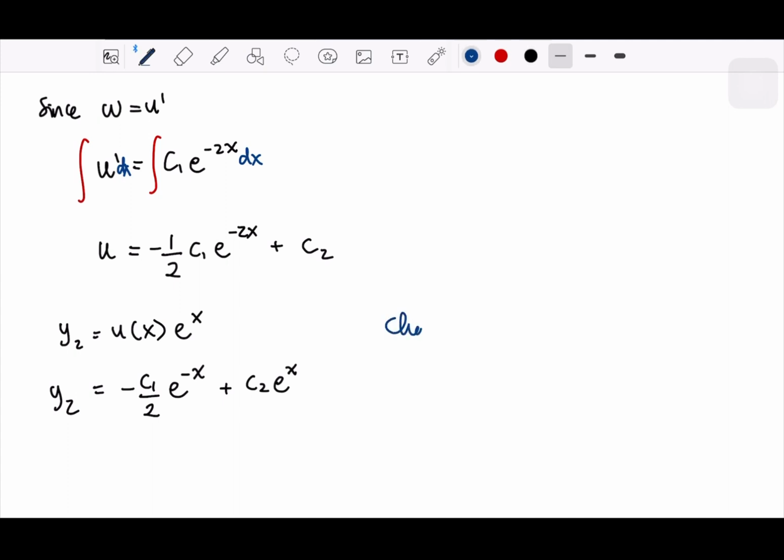So choosing c2 is 0 and c1, let's make it clear, so let's make c1 just 2 or negative 2, to make it disappear. So we are going to get the proposed solution: y2 is e with power of negative x.